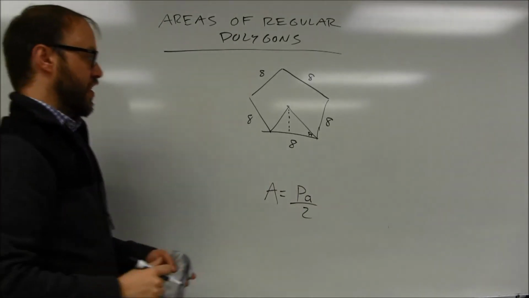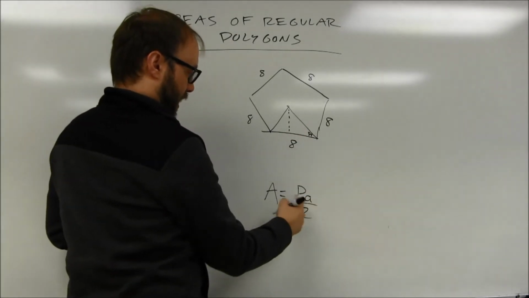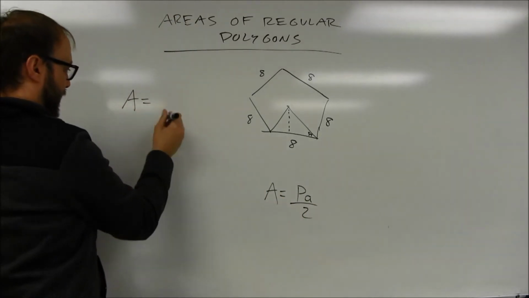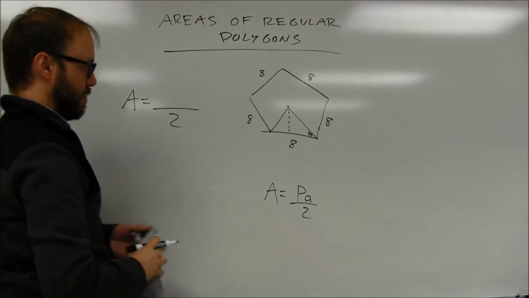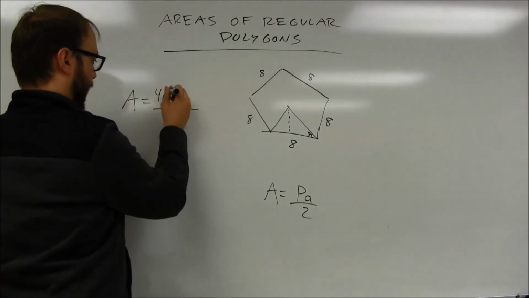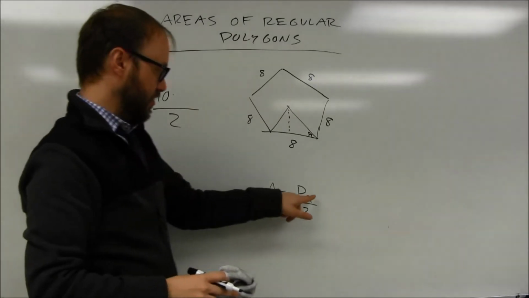So anyway, to find the area, we take the perimeter times the apothem divided by 2. The perimeter is going to be real easy here: 5 times 8, which is 40. But the apothem, we're going to have to do some work for.